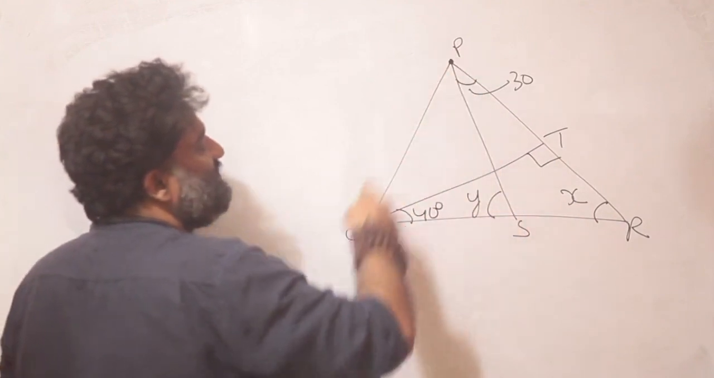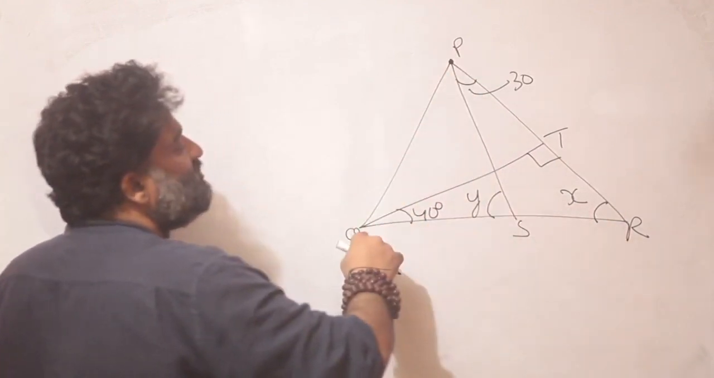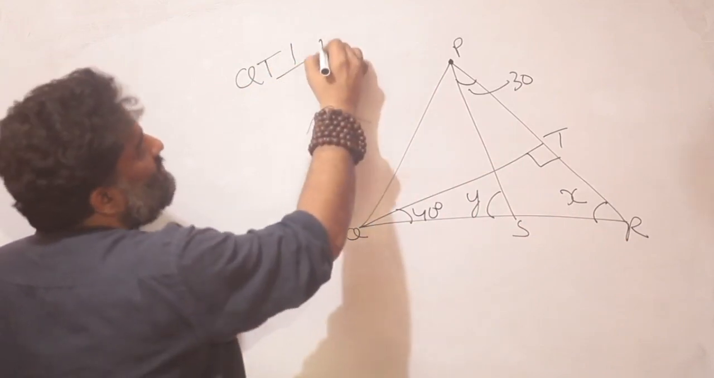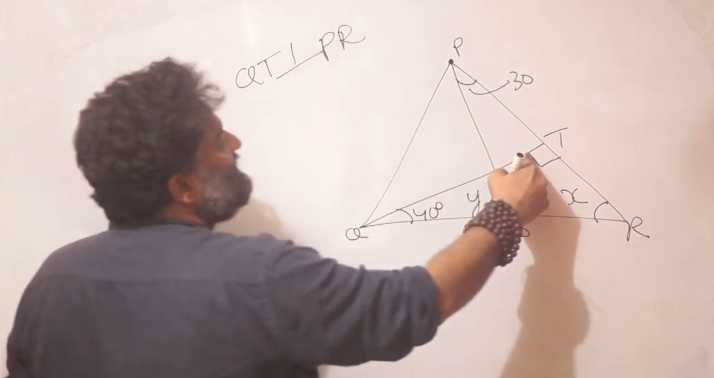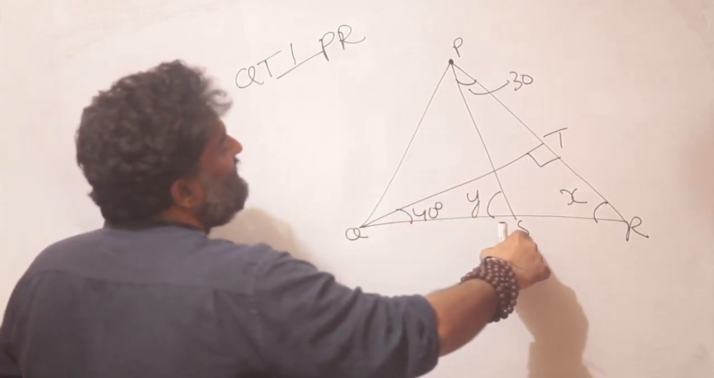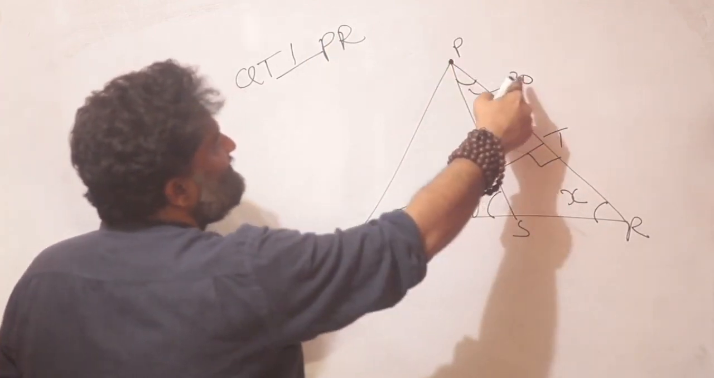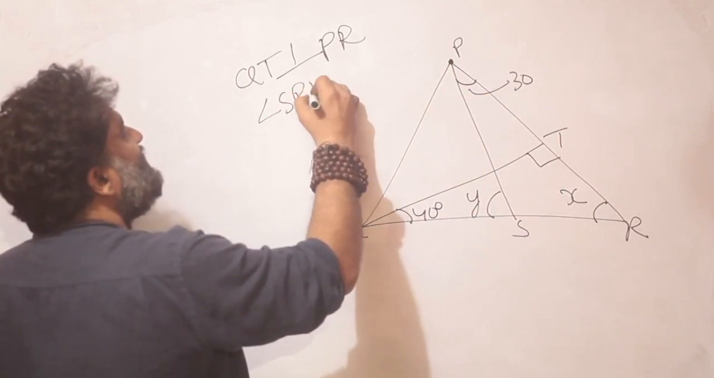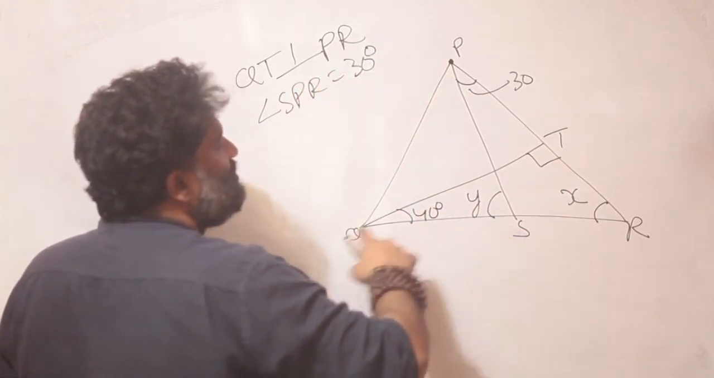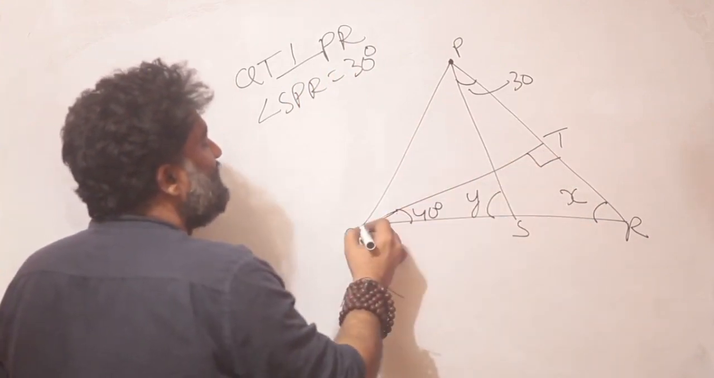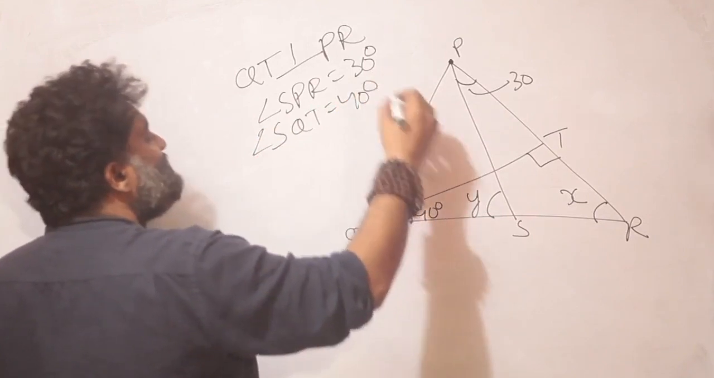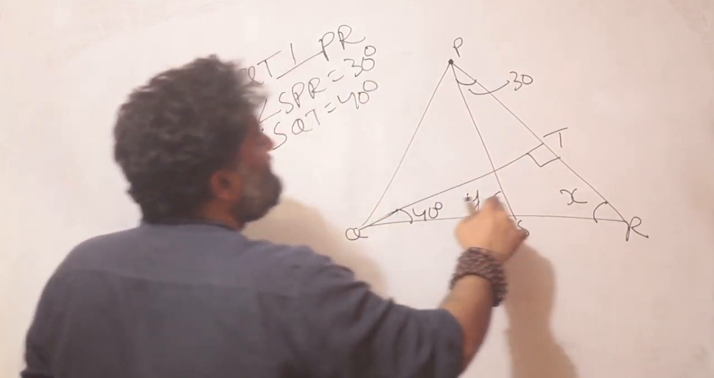So this is the story given to us. There is a triangle PQR. It is given to me that QT is perpendicular to PR. That means this angle is 90 degrees. It is further given to me that angle SPR, this angle, is 30 degrees. And angle SQT is equal to 40 degrees. So this is the information given to me. And my question is, what is the value of angle X and angle Y?